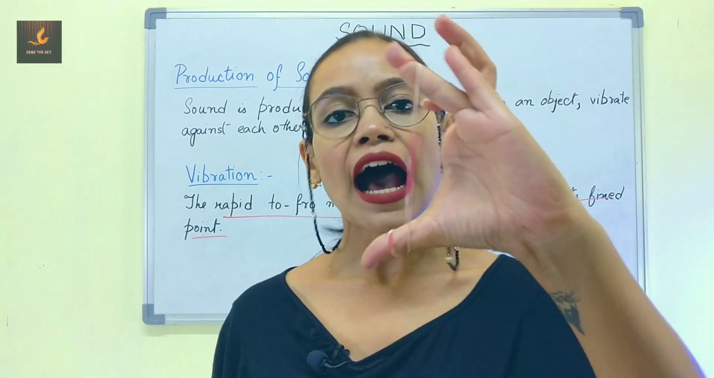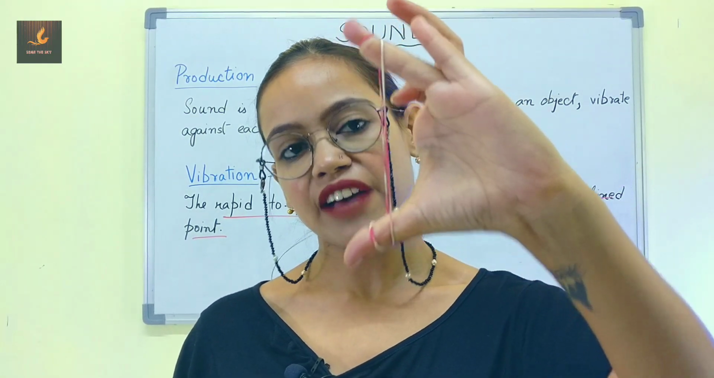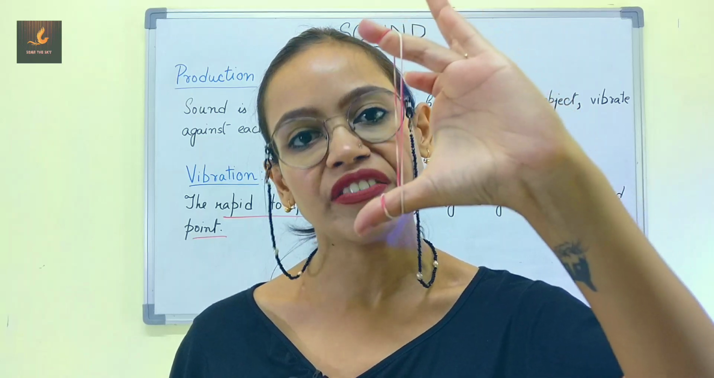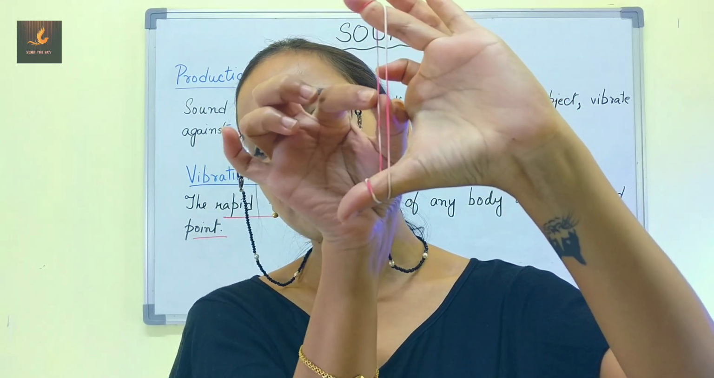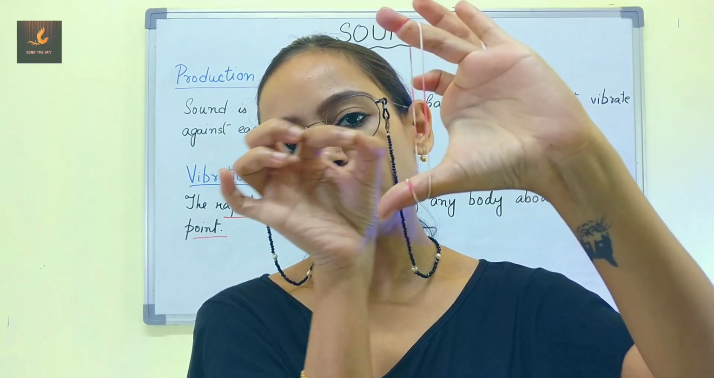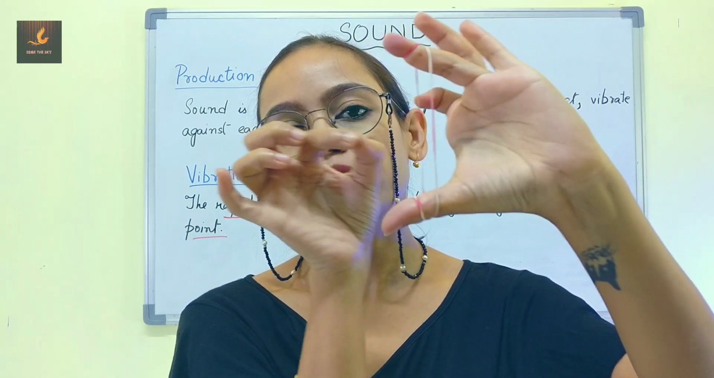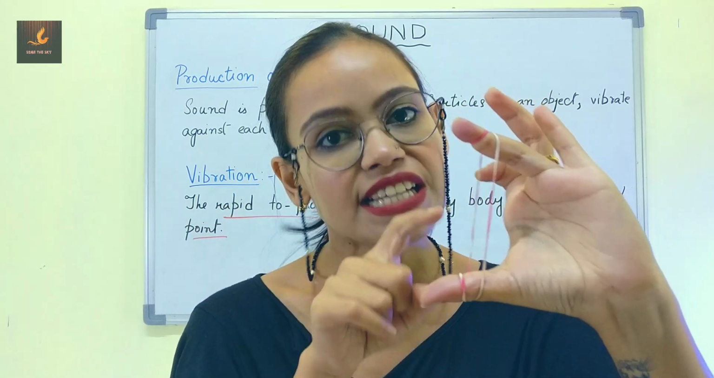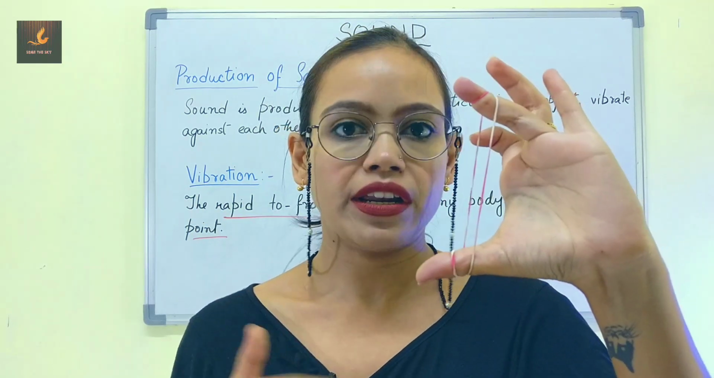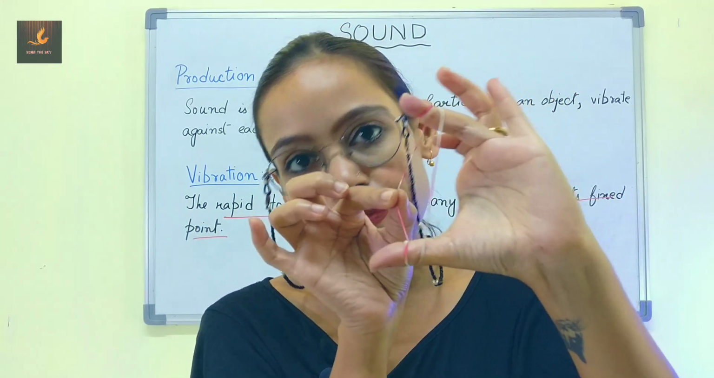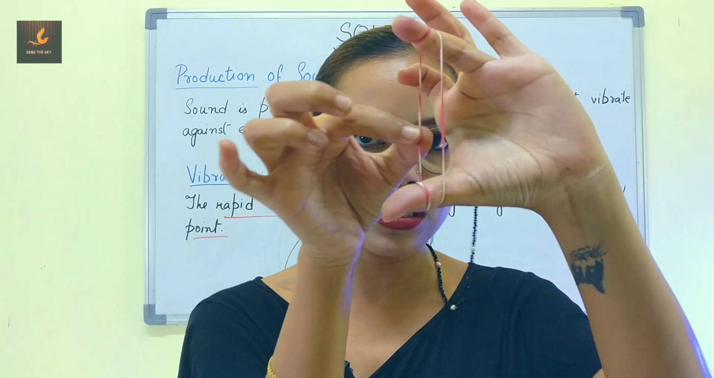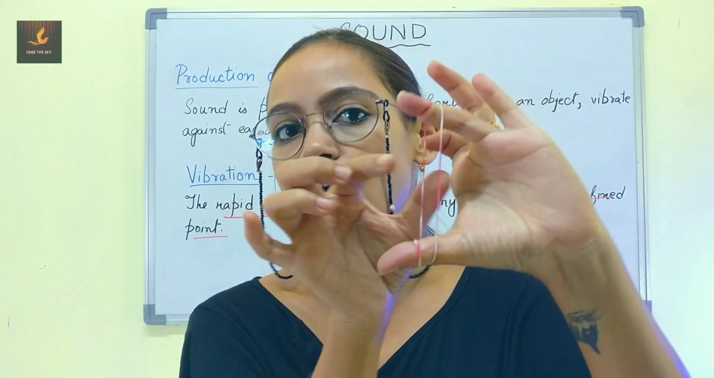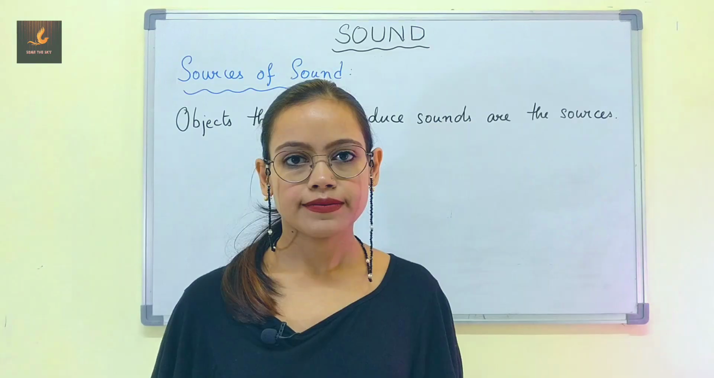See here, I have a rubber band in my hand. I have stretched it in between two of my fingers. Now, if we pull the string of the rubber band, it will start vibrating and you will be able to hear a faint sound. This you can also try at home to find out the sound produced by a simple rubber band by the vibration. See, the bands are vibrating. This is how we can produce sound.